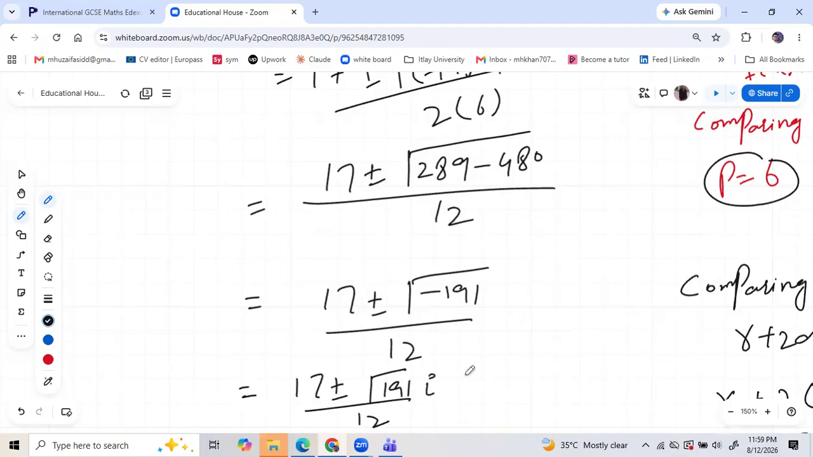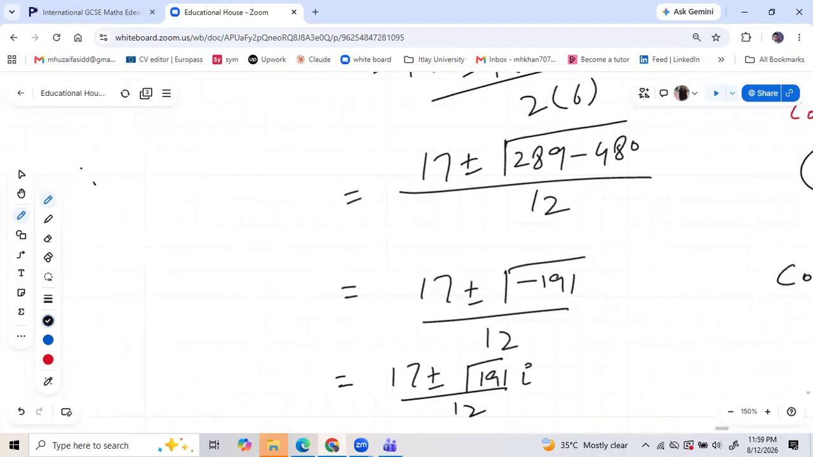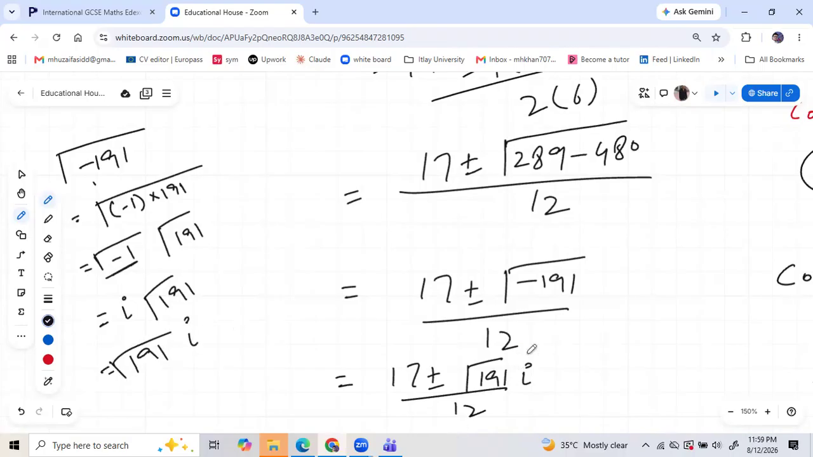Under root. Okay, look at it here. Why I am writing, I'm explaining it to you, minus 191 under root. So we can write it minus 1 multiplied by 191 under root. And if we break the under root, this is minus 1 under root, this is also 191. So minus 1 under root is equal to iota, and this is 191. So I'm writing it in rearranged format, 191 under root of iota. Did you get it?